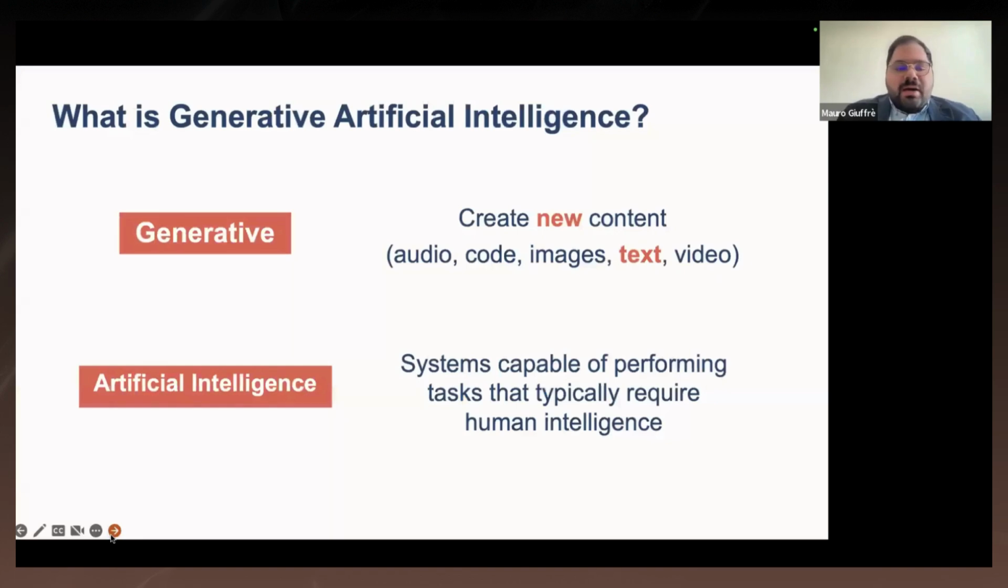So let's start with some definitions. Why is it called generative artificial intelligence? Generative because it's a particular kind of artificial intelligence which has the aim and the structure to create new content. And this new content can be audio, code, images, text, or even videos. And artificial intelligence, of course, because you are talking about systems that are capable of performing a series of tasks that typically would require human intelligence.